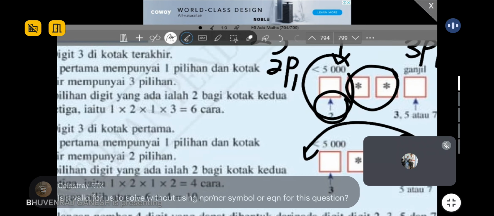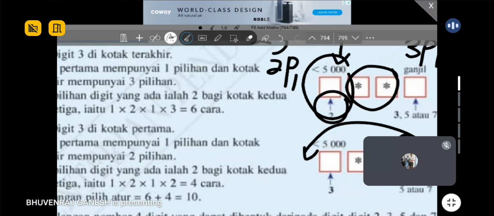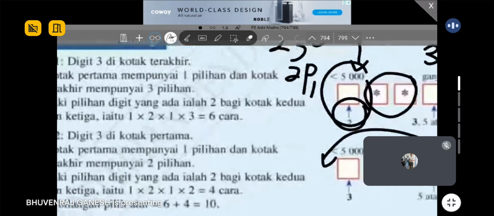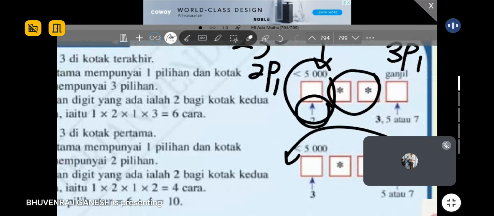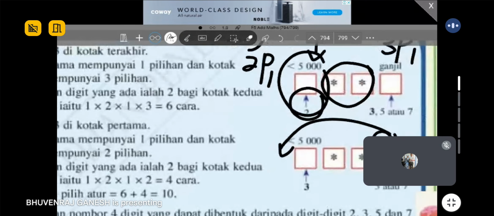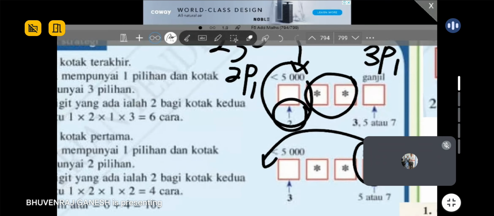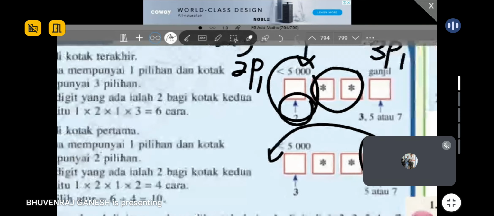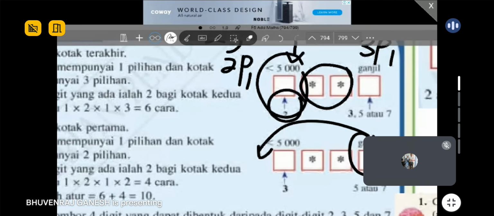Is it valid for us to solve it without using NPR, NCR symbol? Can, but you must explain clearly, like how they show you over here. You must explain in sentence, which I think you don't want to do. So it's better to use the symbol. It's more clear for you also. Okay, because symbols show that you really understand what is happening there.